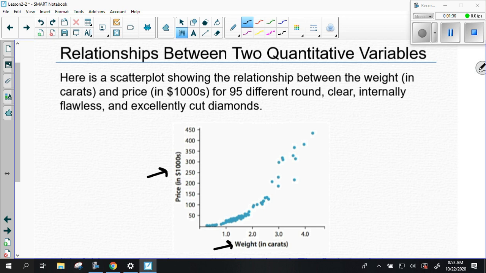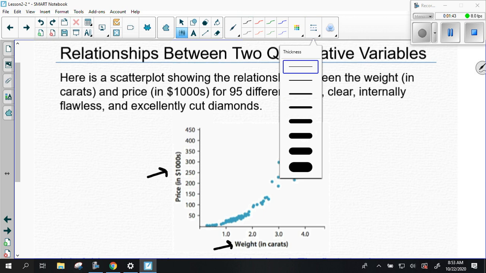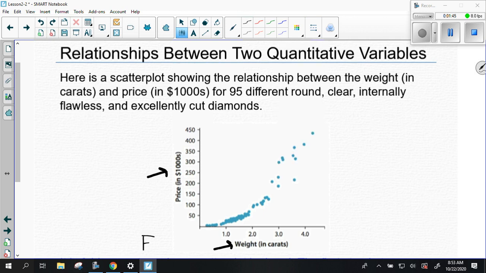Your x-axis is your explanatory variable, and your y-axis is going to be your response. So we'll call this our explanatory, and then this is our response variable.